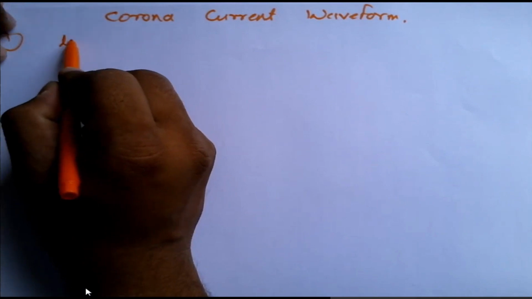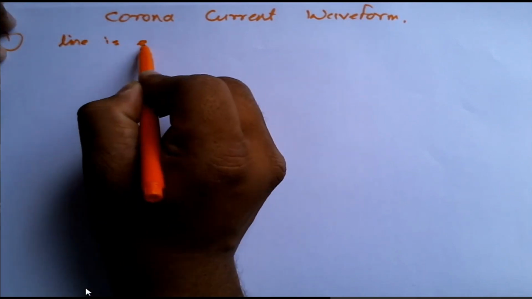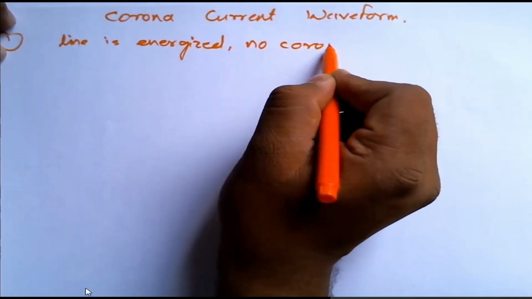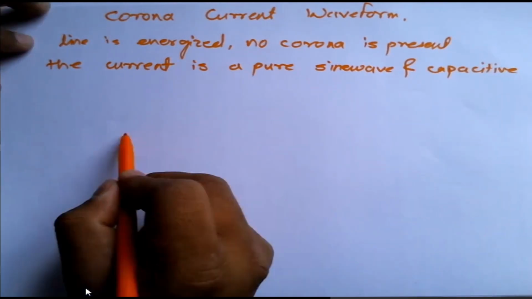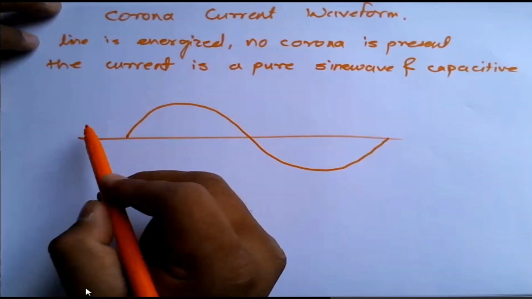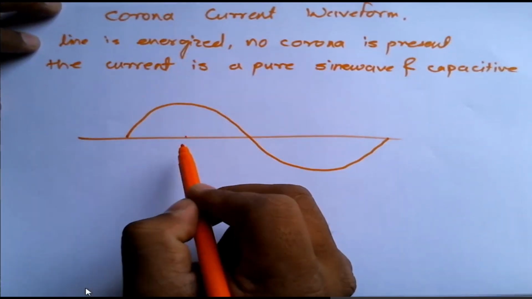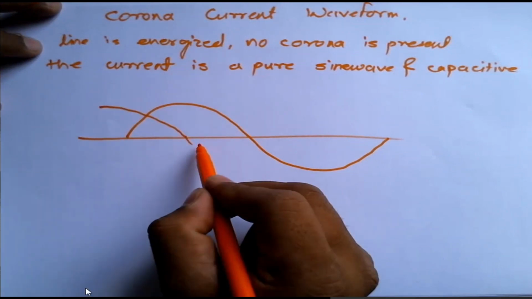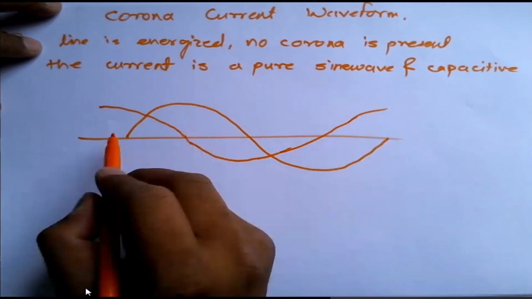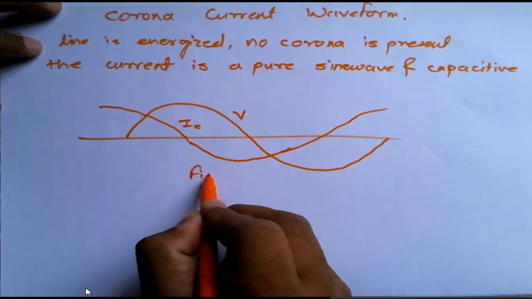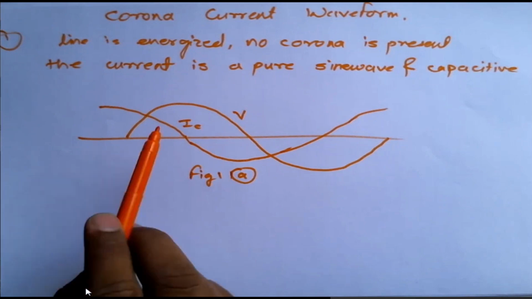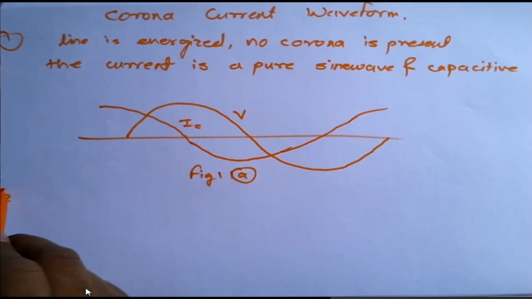So let us suppose the line is energized and no corona is present. How to show it? If we consider this voltage as a reference, the current will lead the voltage by 90 degrees, right? So this will be the current waveform. Let us suppose its magnitude is lesser than the voltage. This is IC. This one is voltage. So if there is no corona, this will be the voltage and current waveform.